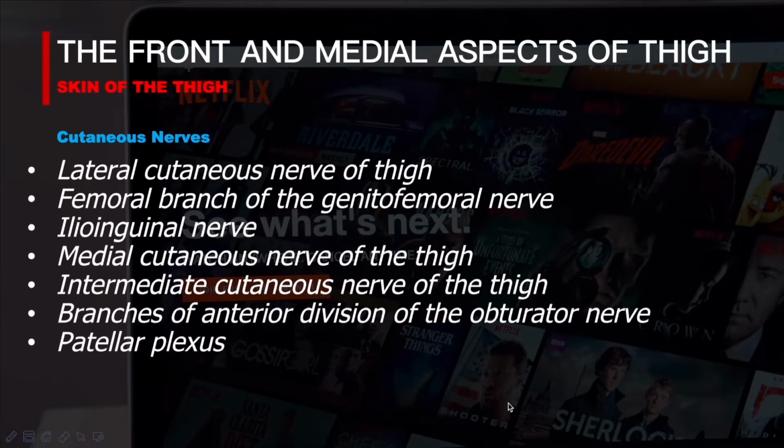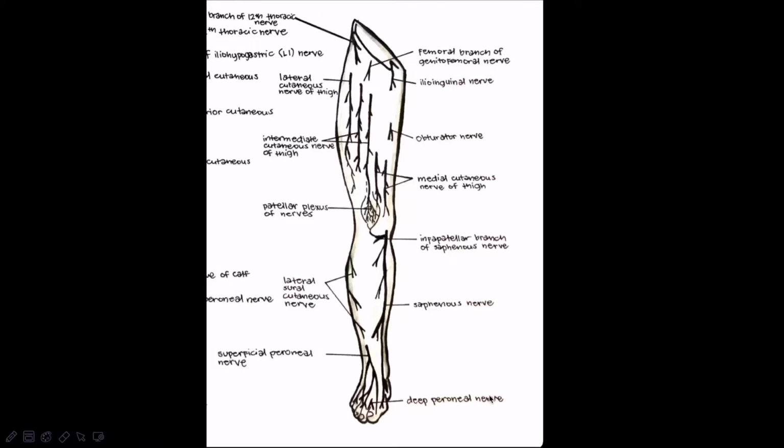The intermediate cutaneous nerve of the thigh is a branch that divides into two branches that supply the anterior thigh and join the patellar plexus. Also there are branches of the anterior division of the obturator nerve on the medial aspect of the thigh, and the patellar plexus, which lies in front of the knee. This is an illustration that shows the frontal and medial aspects of the thigh.